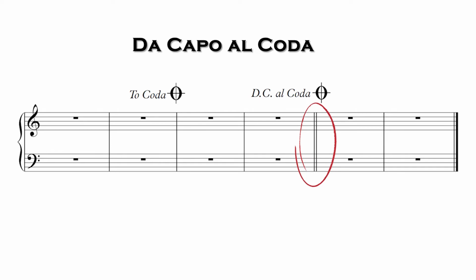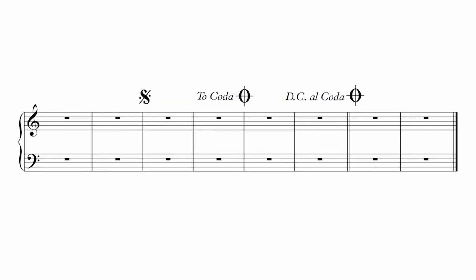D.C. al coda, da capo al coda. Play from the beginning until you see D.C. al coda. Then you play from the beginning until this sign, which throws you at the coda part, and coda just means an additional ending. There can be a combination of all those.